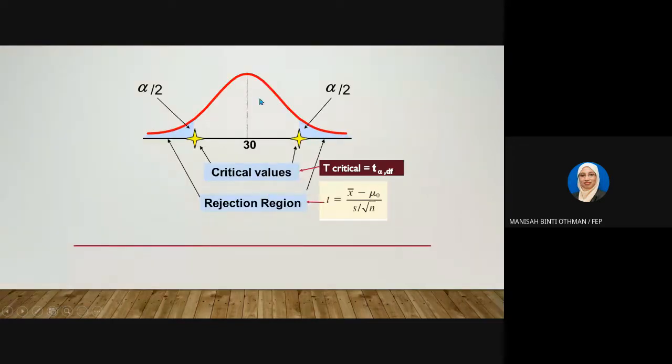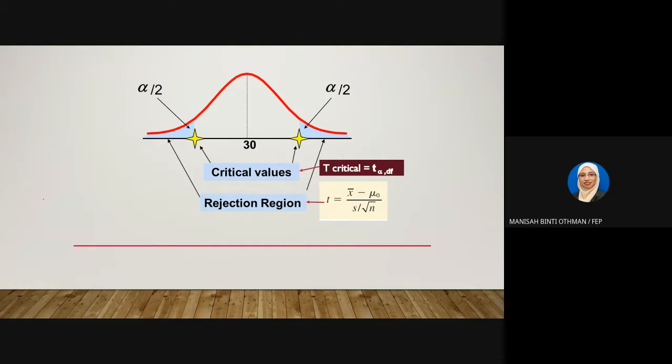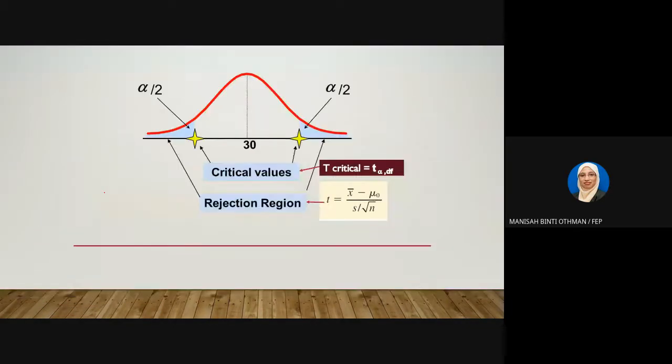This is a normal distribution. This is a sample of two tail. Why is it two tail? Because we have two areas here. In the hypothesis test, the first thing you have to identify is the critical value.